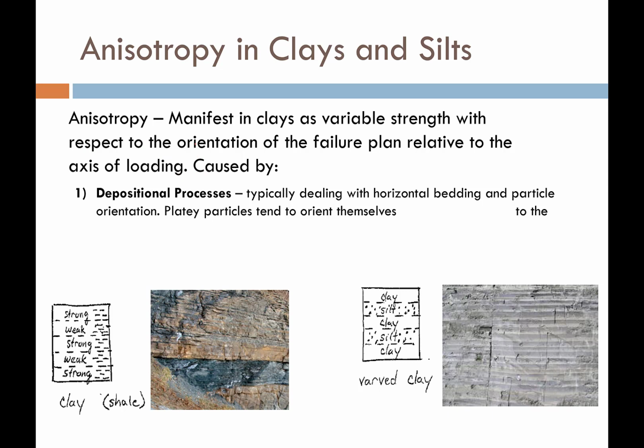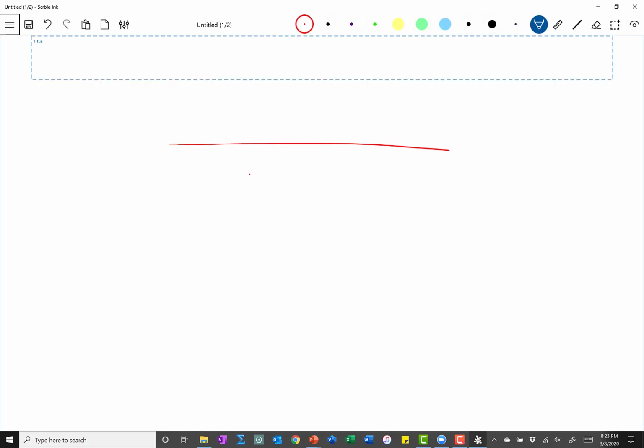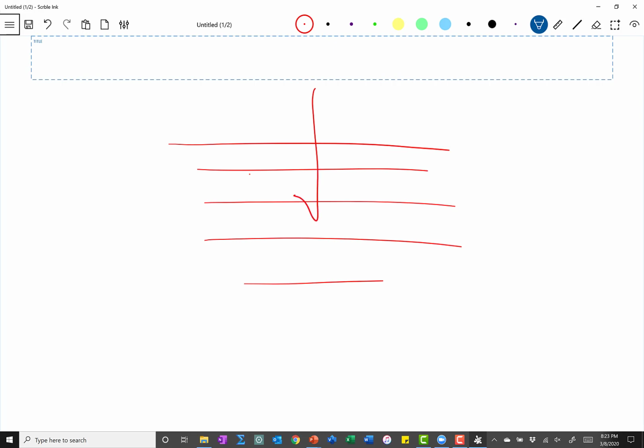So let's try to understand where this anisotropy comes from. The first source of anisotropy comes from the way the soil itself was deposited. Typically soil is deposited in horizontal beds, just like this. And all the weight of the soil is straight vertical up and down because that's the direction of gravity.